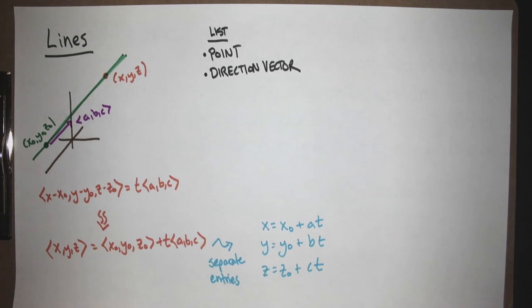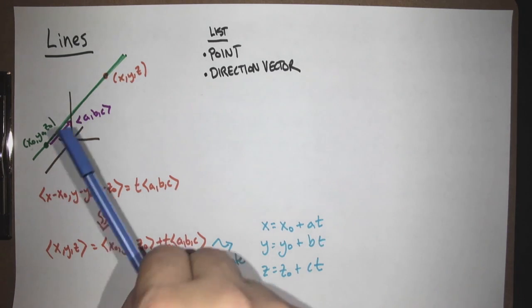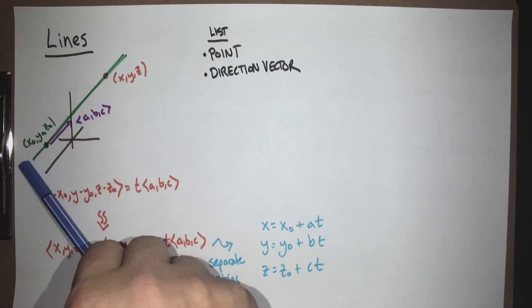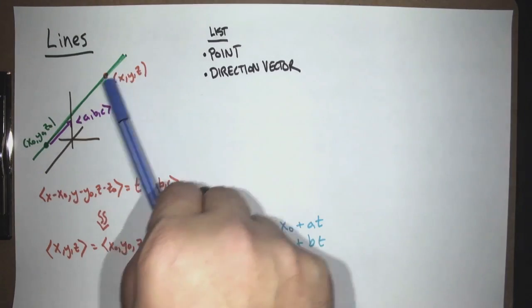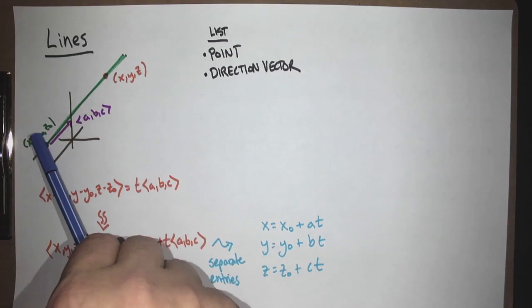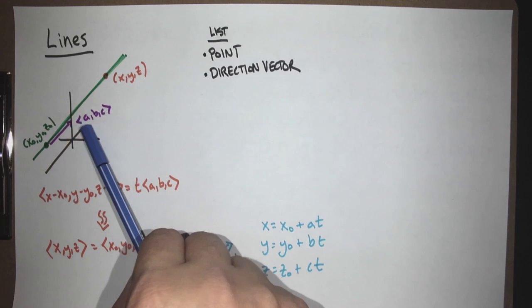So here is a way to think about it. We have here our space, and we have a line marked in green. There's an initial point, x0, y0, z0. There's a direction vector, a, b, c.